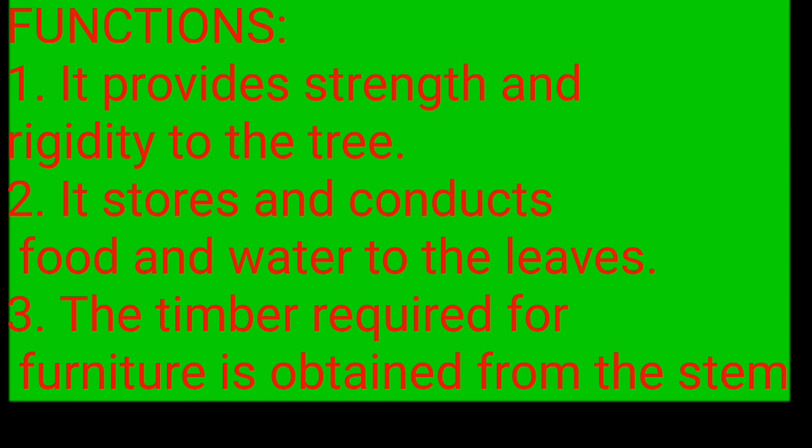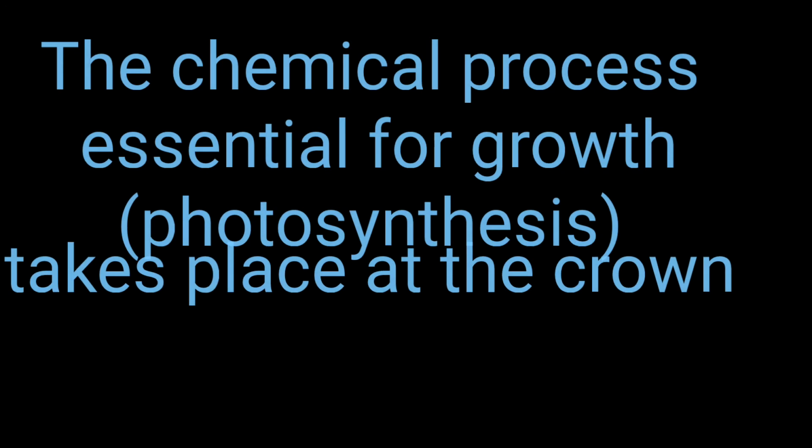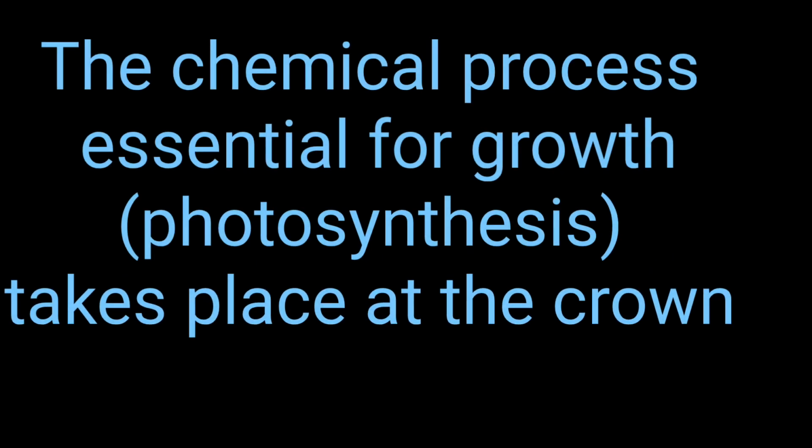The stem. This is also known as a trunk. It stores and conducts food and water to the leaves. It also provides strength and rigidity to the tree. The timber that is used for the construction of furniture is obtained from the trunk. The crown. The crown consists of branches, the twigs, and the leaves. The chemical processes essential for growth, which is also known as photosynthesis, takes place here.